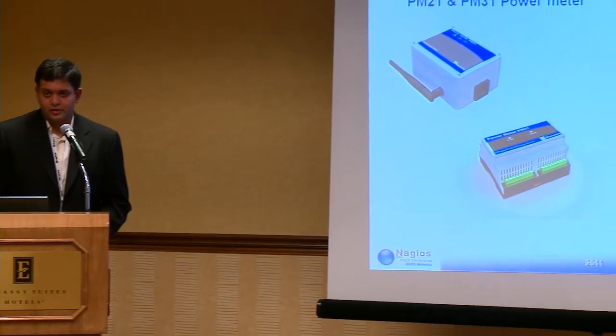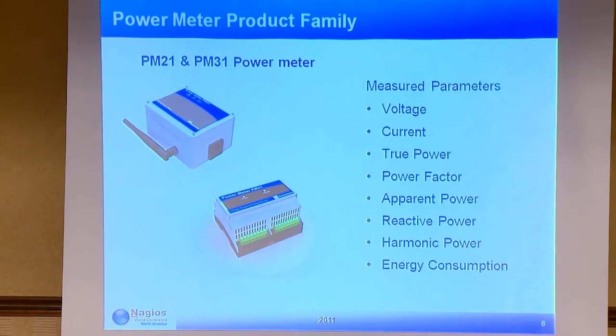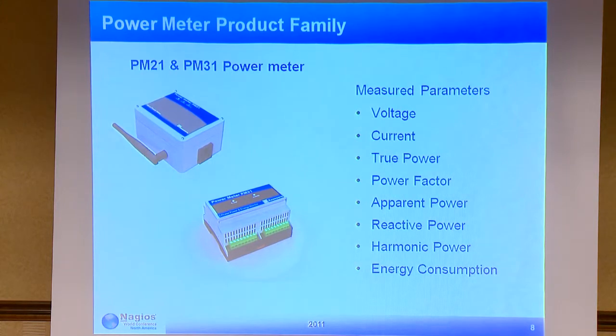And when we developed the battery voltage monitor, there were several requests asking whether we could make something to monitor the AC line, and that's what led us to develop the power meter. We have been developing and researching it for years, and we have finally perfected it, and we have a good design. The power meter PM21 plugs into your wall outlet, and it has the ability to monitor voltage, current, true power, and a lot of other power quality parameters.